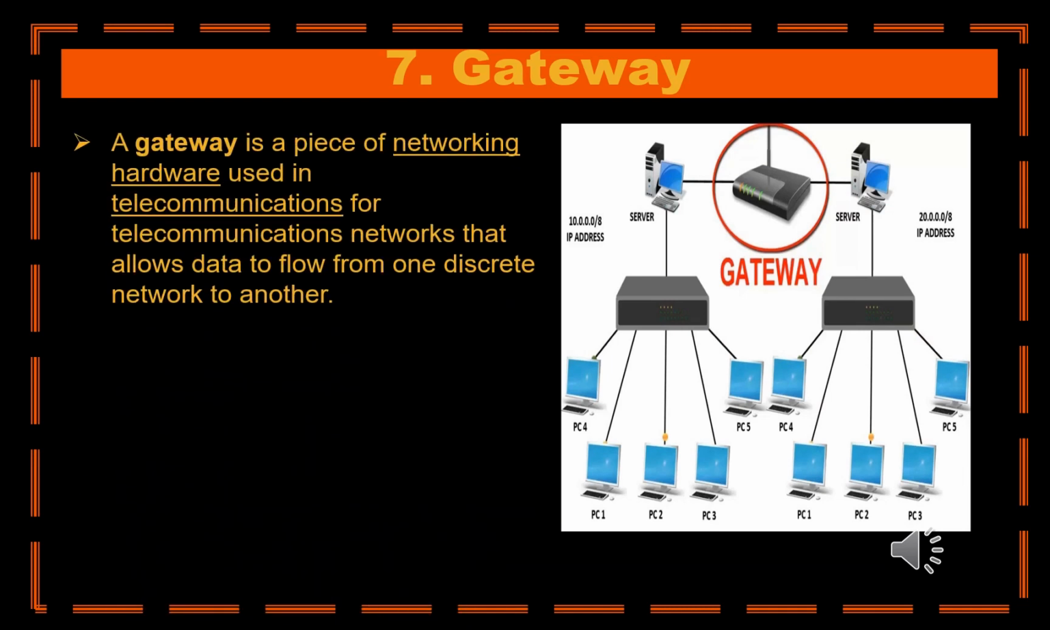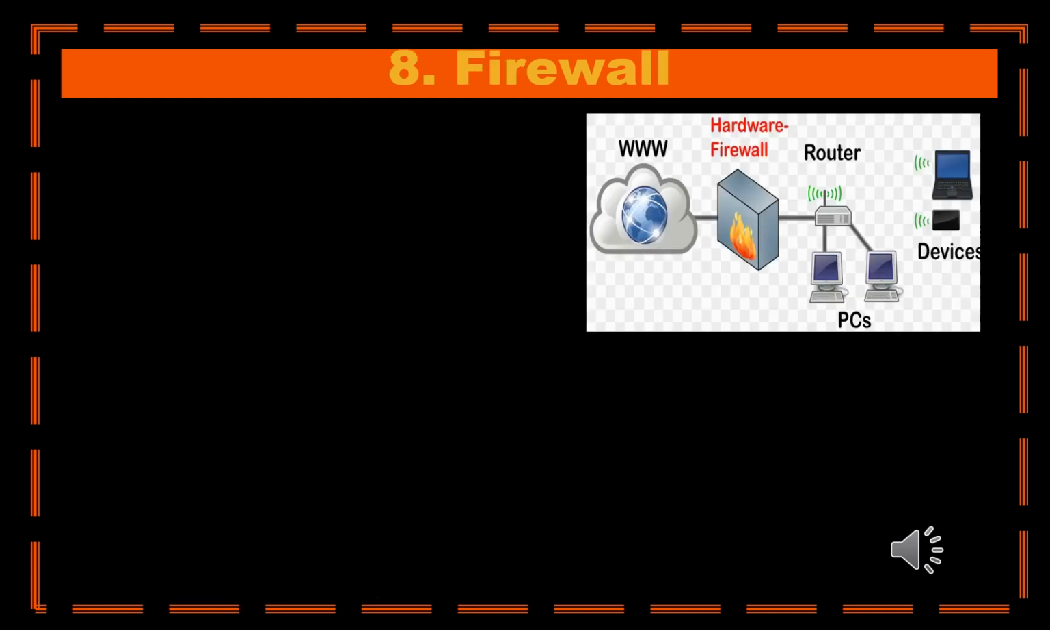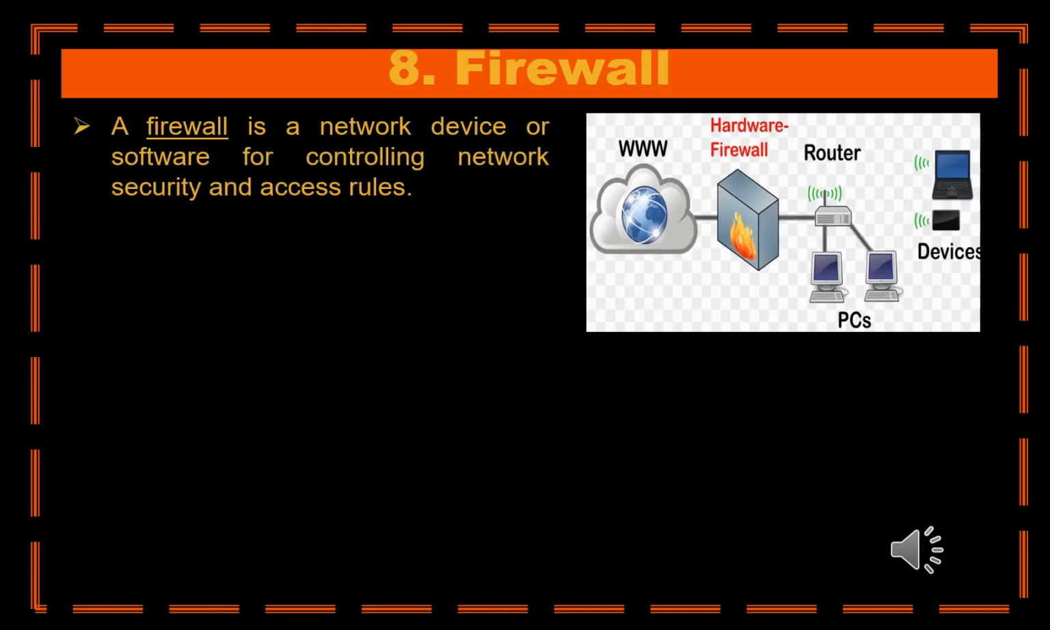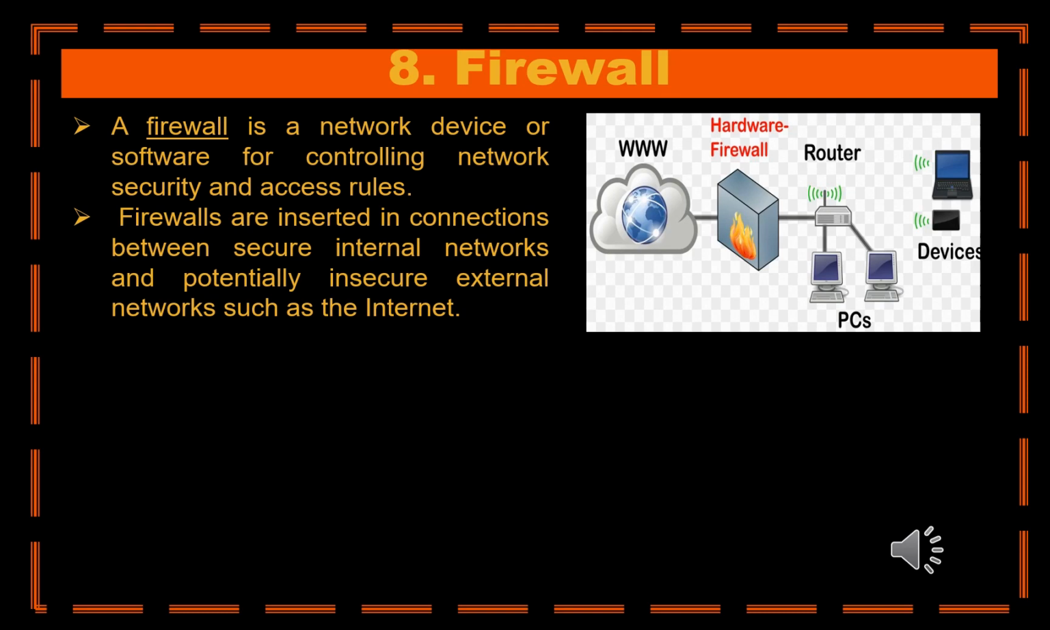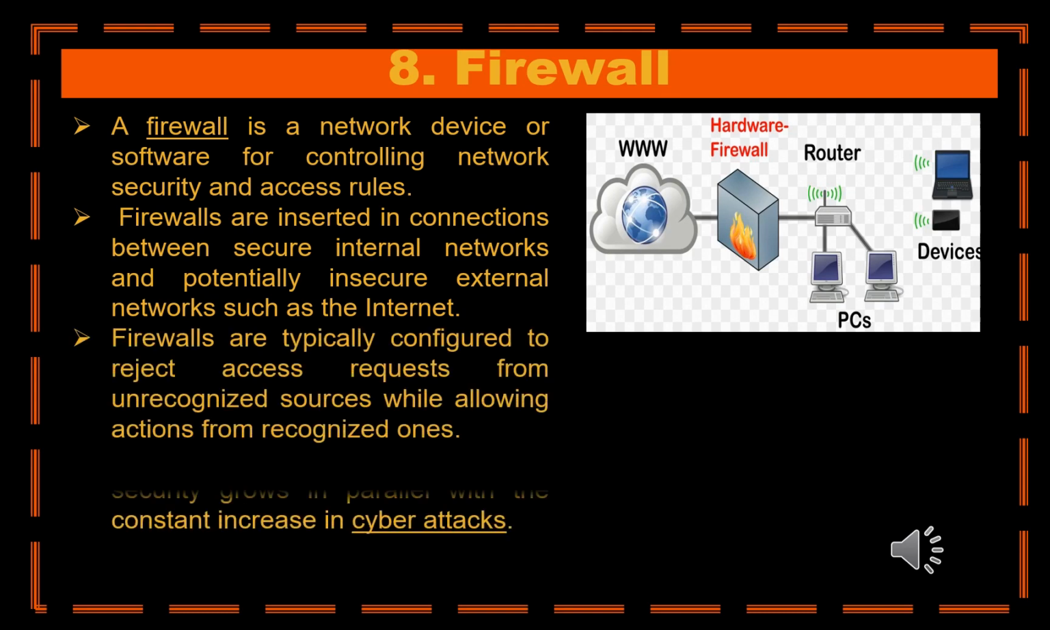So the next one is gateway. It is a piece of networking hardware used for a telecommunication purpose. And the next one is firewall. It is mainly used for security purposes. It is a network device controlling the security over the network.